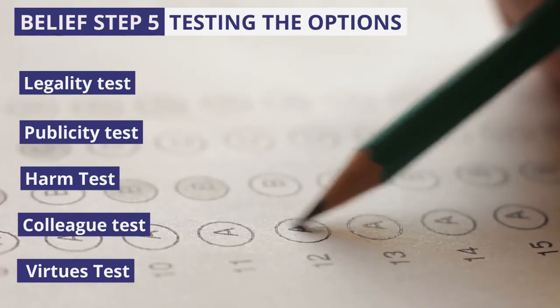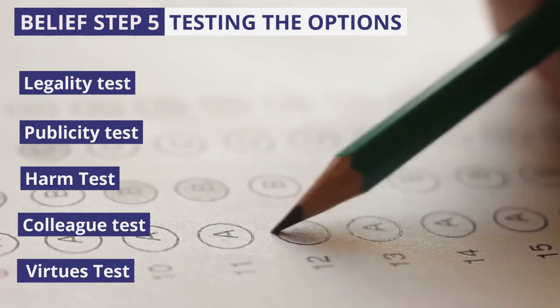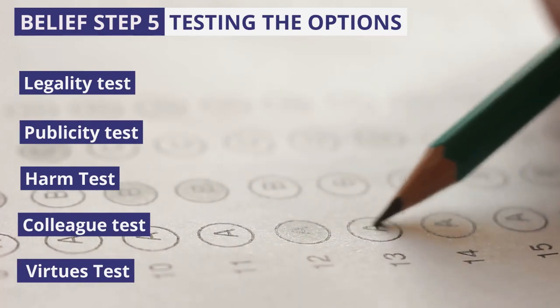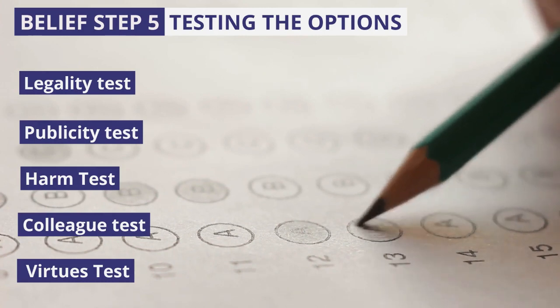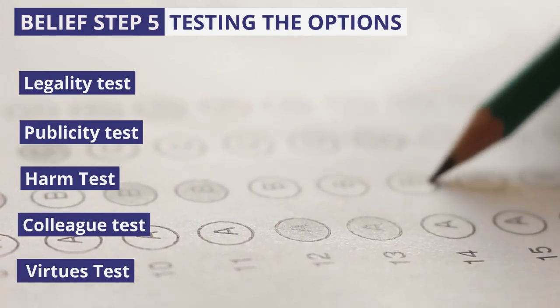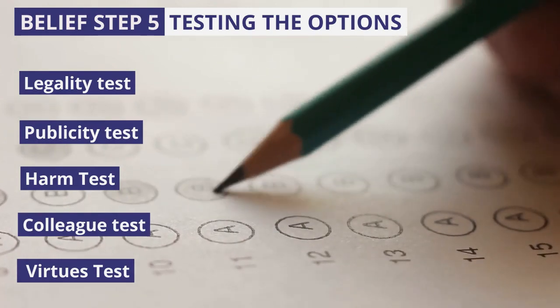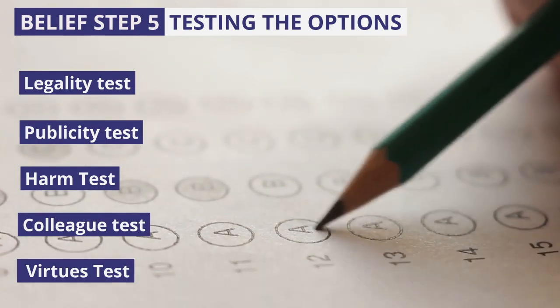He will ask himself, is this option legal? Would I want my choice to be published in the newspaper? He will ask himself if each option does less harm than the alternatives. He will consider what his colleagues would say if he described the situation and suggested this option as a solution. Most importantly, he would consider what he would become if he chose each option.